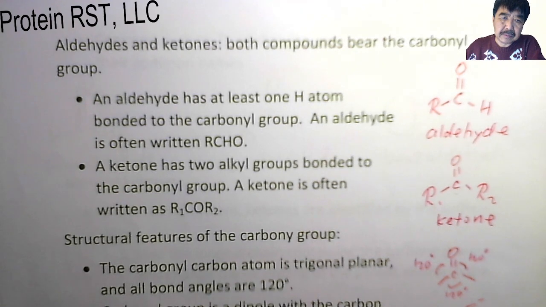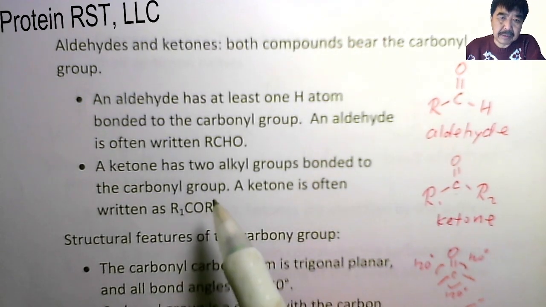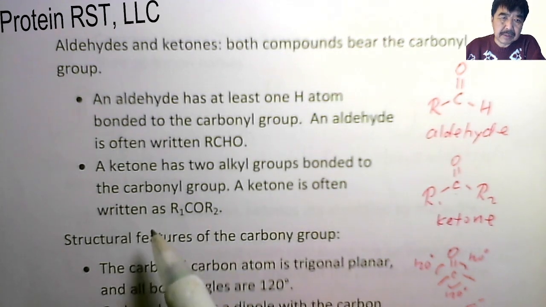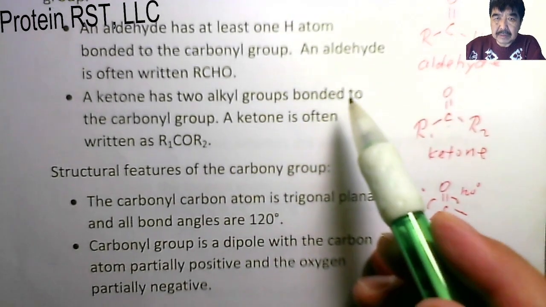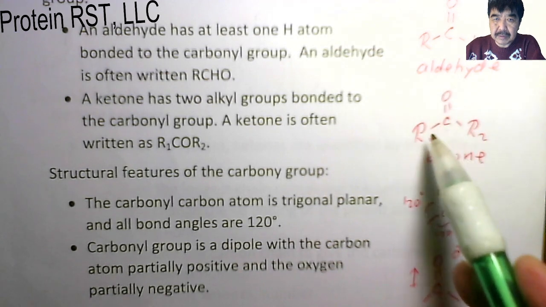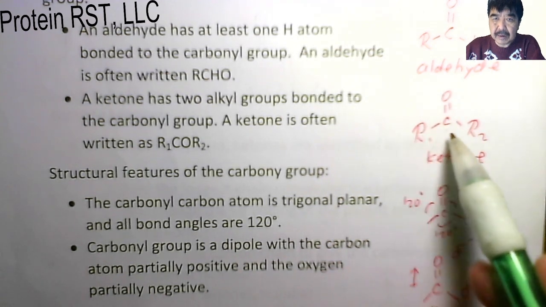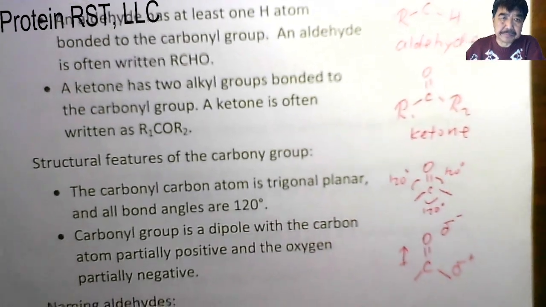A ketone has two alkyl groups bonded to the carbonyl group. A ketone is often written as R1COR2. This is the structure of a ketone. It's a carbonyl group, and this carbonyl carbon is bonded to two alkyl groups, R1 and R2.